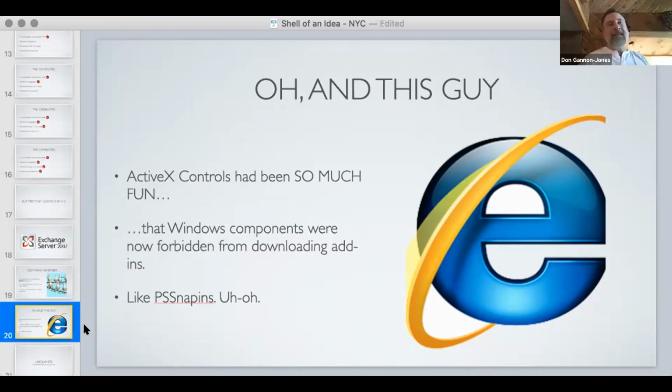Interestingly, one of the ways they got around that was by calling them snap-ins, because the Microsoft Management Console, if you remember, used snap-ins and it shipped with the operating system. So they were able to say, look, we're basically just the same as this thing you already like, and so why don't you let us do it?